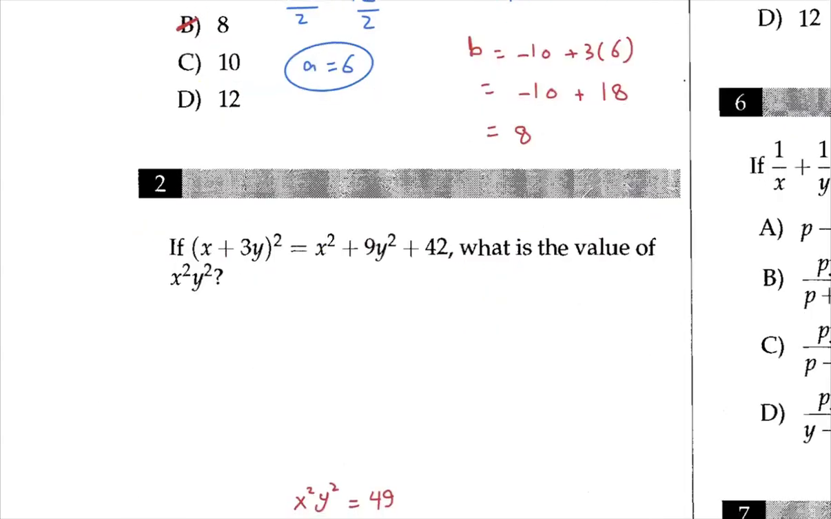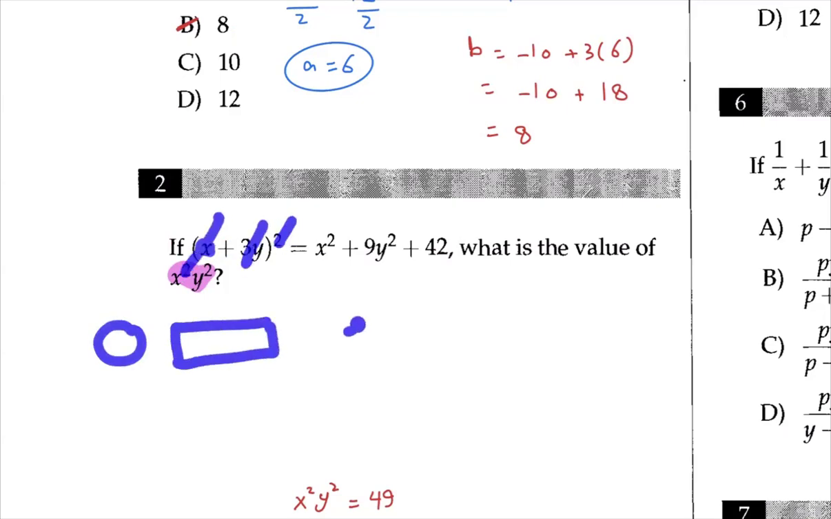Let's see question number 2. Here we have this equation, and we need to get the value of x squared y squared. Let's think together. I think here the first step is to expand this bracket. This is the square of a binomial. So if you expand this, we will get 3 terms. The first term is the first one squared, then the middle term, which is first times the second times 2, and the third term is the second term squared.